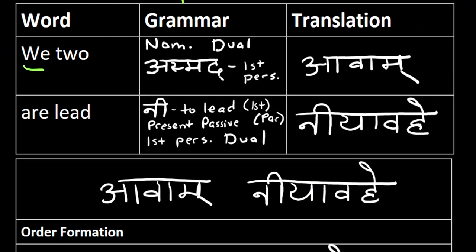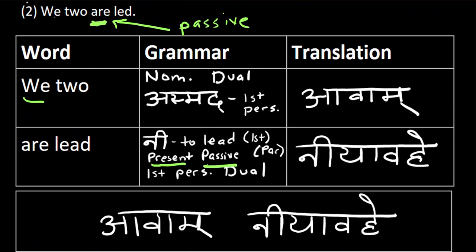And then are led. So again, ni, we're working with the same verb as in the last example. So this is first person, parasmaipadi. This is active voice. However, that doesn't matter, because when you are working with the passive voice, you always have to add the termination endings for the middle voice for whatever tense you're in. We are in present tense. If it was we two were led, then this would be imperfect passive, but we are in the present passive because we are in we two are led.